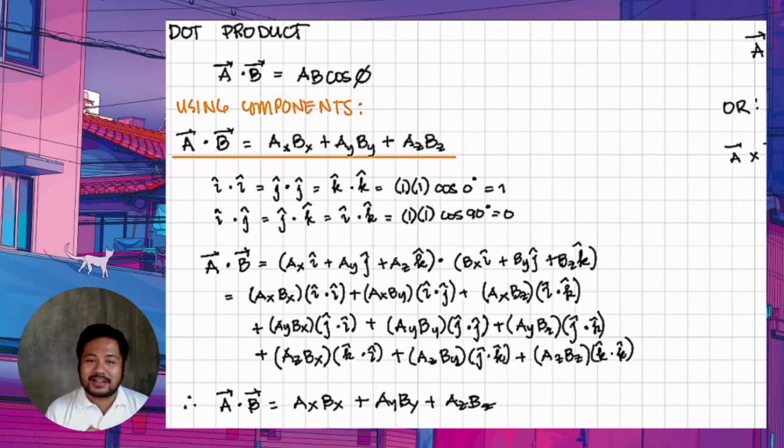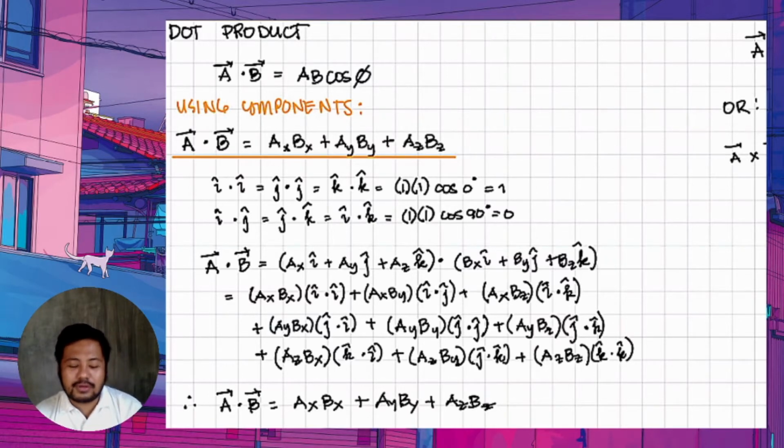Always remember that we are multiplying components, right? So we have this identity: i dot i, j dot j, k dot k, wherein they always lie on the same line. They are always parallel with each other. So the angle between them, for example, this is just positive i and positive i, so they are in the positive x-axis, and the angle between them is 0. Hence, if I substitute that angle between our two vectors to phi, we always have 0, and cos 0 will always give us 1.